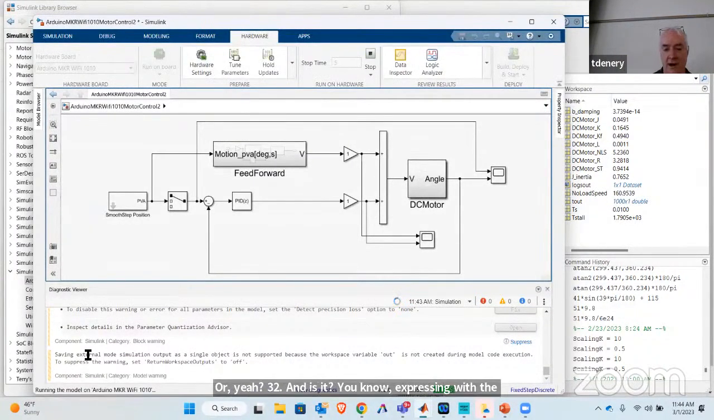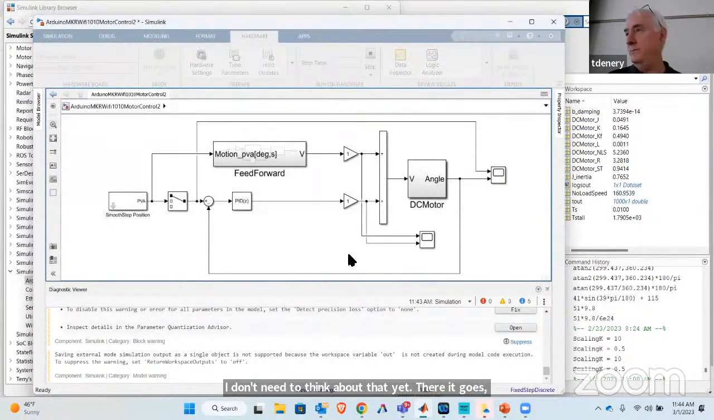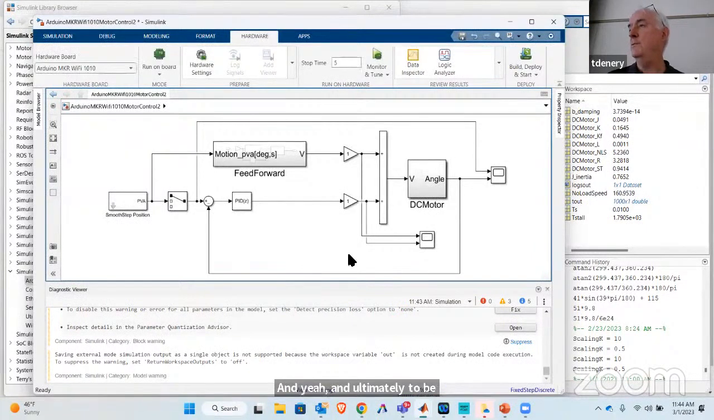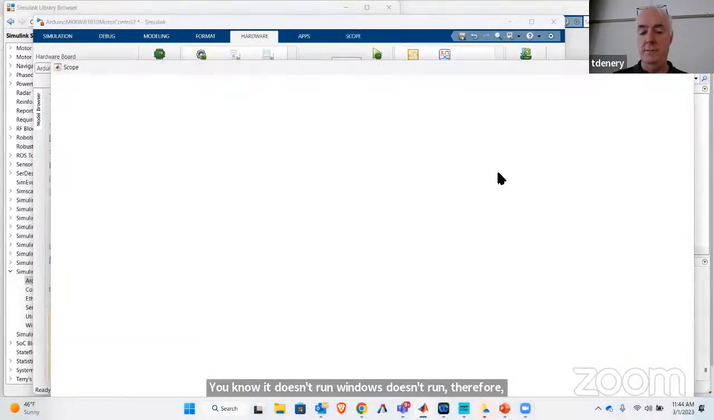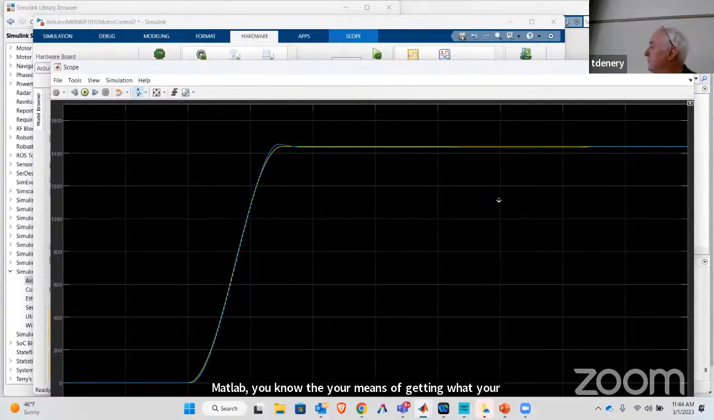There it goes, right? And ultimately, to be on that embedded processor provided by Arduino, it doesn't run Windows, and therefore it doesn't run MATLAB. Code generation is your means of getting your idea onto it. All right, and so there we are right now.